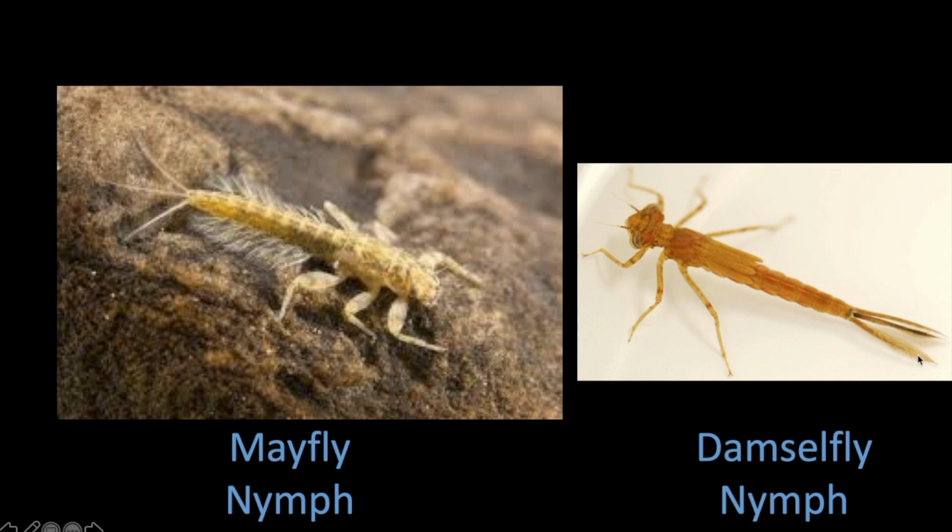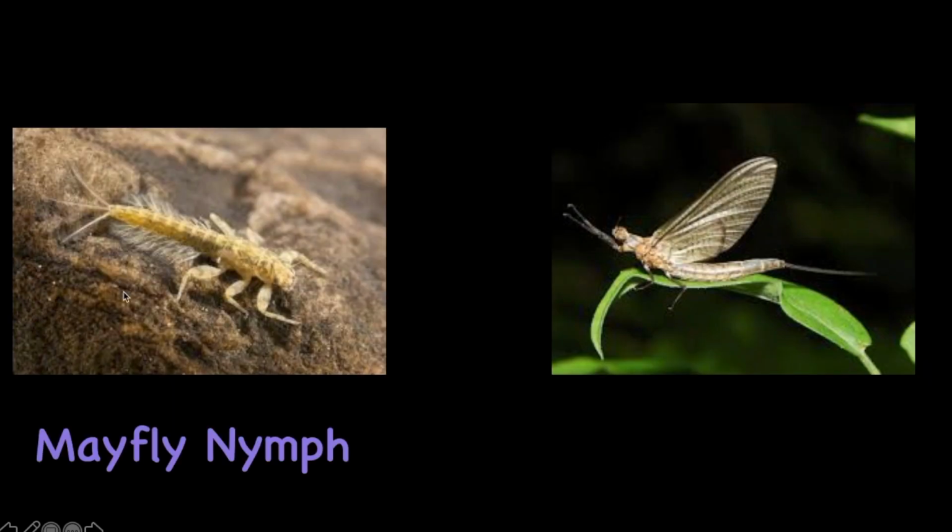The best identification between the two is that the mayflies have all these little tiny hairy gills on its side, and the damselfly does not. The mayfly uses these gills to actually breathe, whereas the damselfly uses its three tails to breathe. Outside of the water, mayflies are very distinctively different than the damselfly. So here's the nymph, and when it becomes an adult, this is what the mayfly looks like.